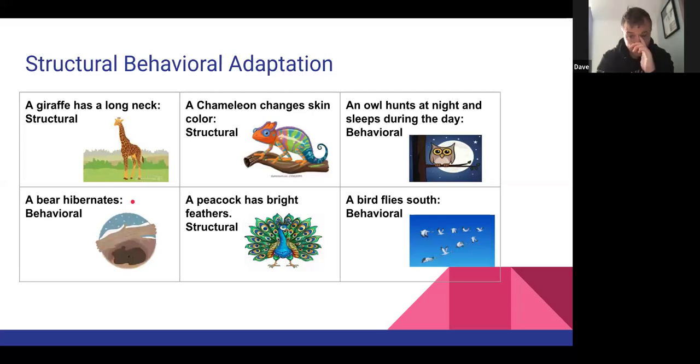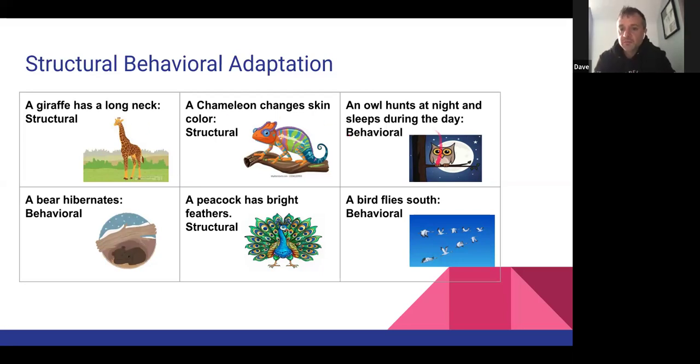So let's take a look at some structural and behavioral adaptations, okay? So this one, structural, is our neck. Our neck, huh, that's not us, that's a giraffe. So the giraffe's neck, that's structural, right? With a long neck, the giraffe can reach up to the plants and the trees that are much higher. A chameleon changes its skin, okay, that's structural. So they can match the color around them, natural colors. If you put them on bright pink construction paper, they're not going to be able to.